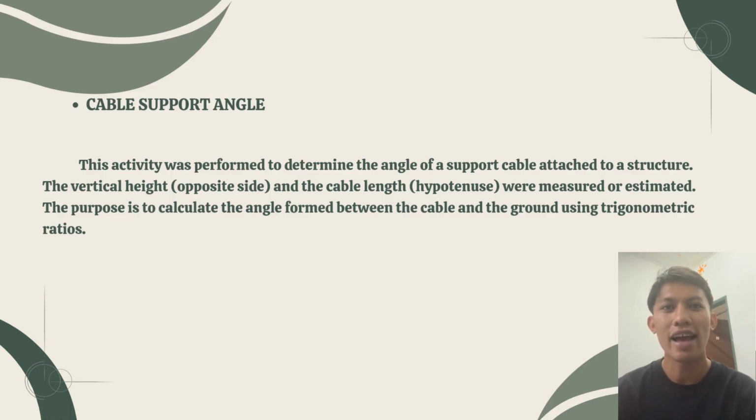In this slide, I explain the angle of cable support. This activity is done to determine the angle of cable supports connected to a structure. We measure or estimate the vertical height as the opposite side and the length of the cable as the hypotenuse. Using trigonometric ratios, the angle between the cable and the ground surface can be calculated to ensure the stability and safety of the structure.